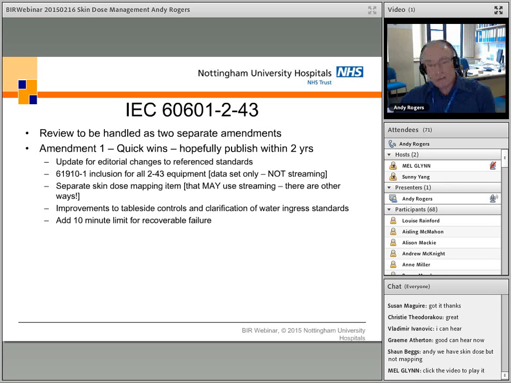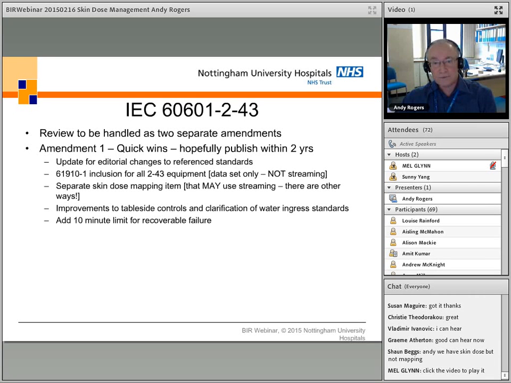However, to get around that from a user perspective, we definitely wanted skin dose mapping. So the manufacturers agreed that we could mandate that they had to skin dose map. We just didn't mandate how they had to do it. So this is really important stuff to get into the standard.